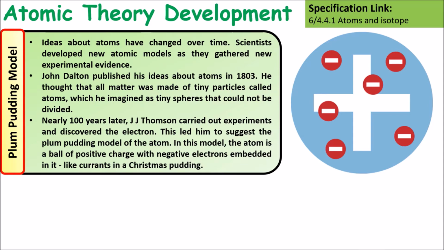could not be divided. So nearly 100 years later, after Thomson's experiments, this led him to suggest that an atom was like a plum pudding. In this model, the atom is a positively charged ball with negative electrons embedded in it.